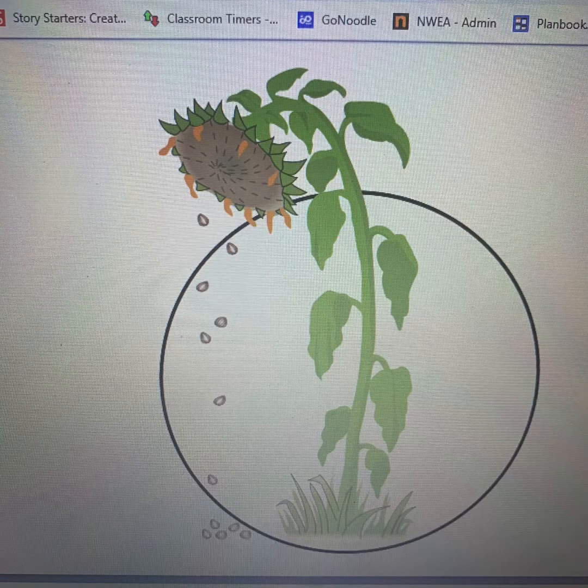And this picture shows seed dispersal. That's how new seeds get into the ground and begin to grow. When the flower dies, the seeds fall off and fall into the ground to be picked up by birds or just to stay right where they are.